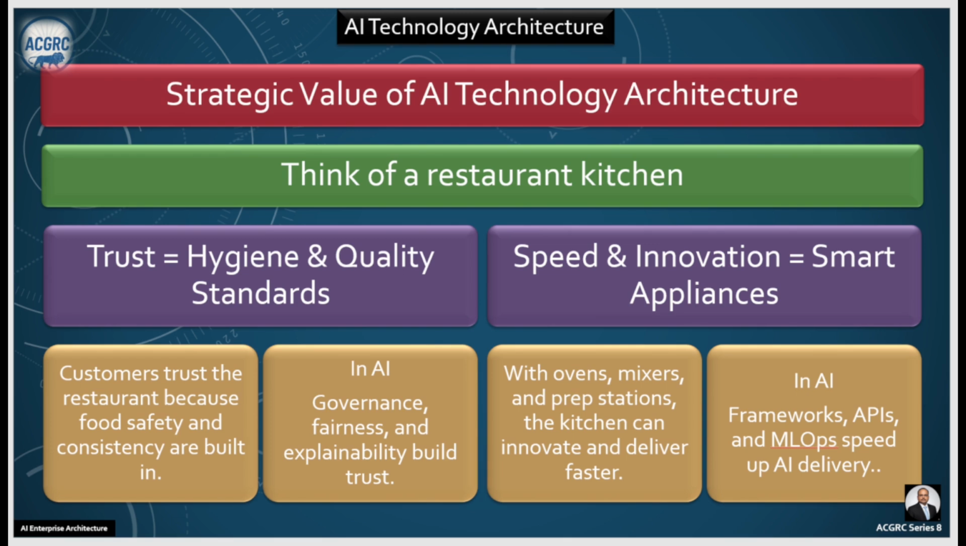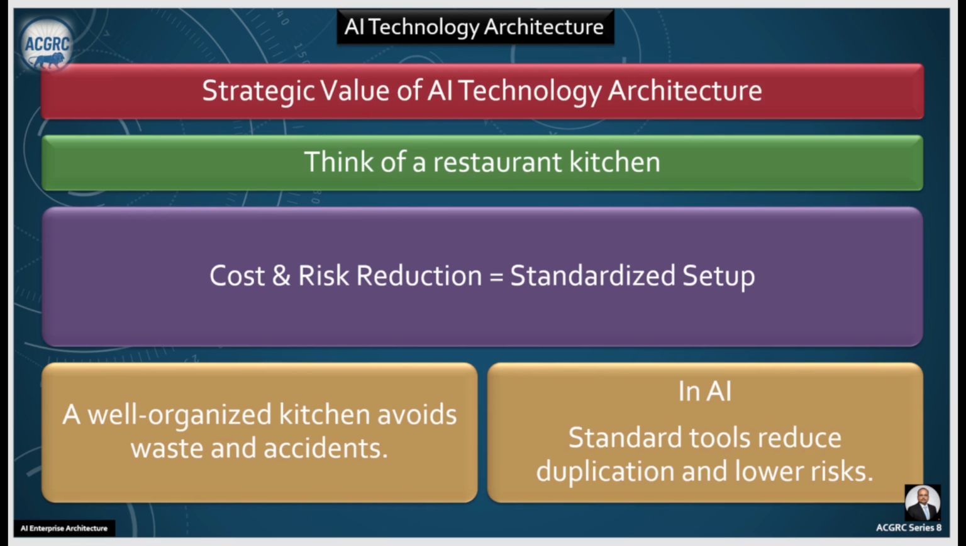From a speed and innovation perspective, with ovens, mixers, and preparation stations, the kitchen can innovate and deliver faster. Similarly, in AI, frameworks, APIs and MLOps speed up AI delivery. The next is the cost and risk reduction part. A well organized kitchen avoids waste and accidents. Similarly, in AI, standard tools reduce duplication and lower the risk in the process.